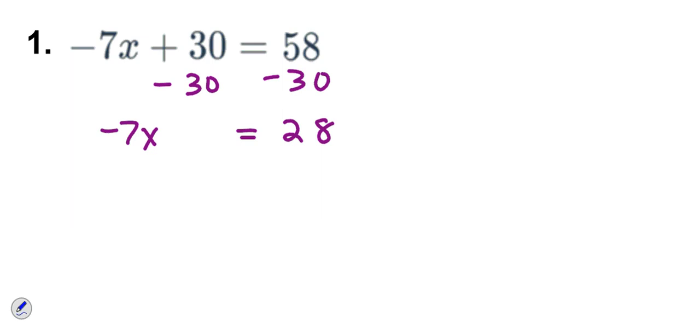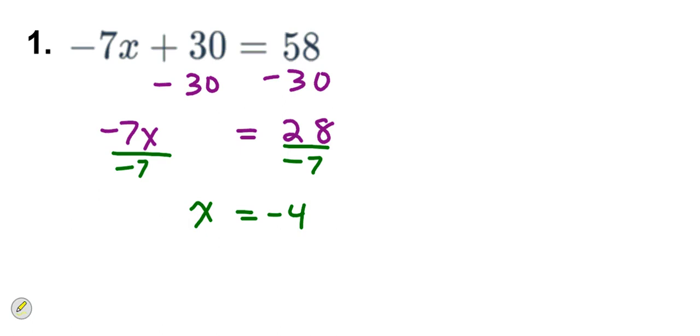So once again, we're going to stop and say, wait, what's going on between the -7 and the x? Because there's nothing in between. When there's nothing in between a number and a variable, that means they're being multiplied, right? And so to undo multiplication, we're going to divide. So we'll divide both sides by -7, and we'll get x equals -4.